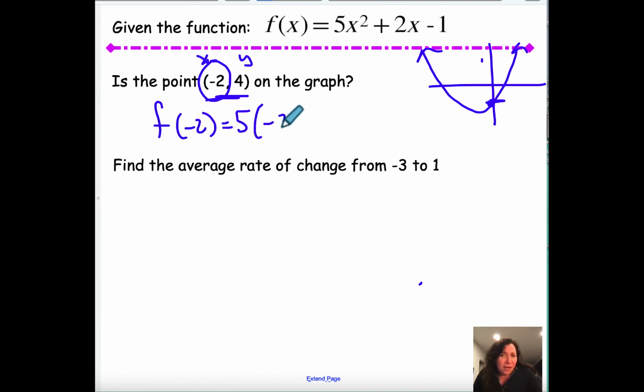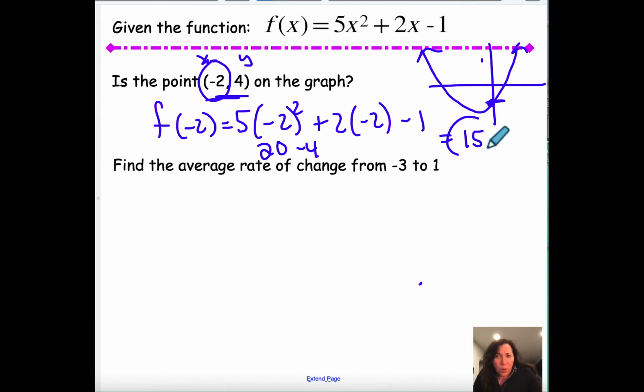5 times -2 quantity squared plus 2 times -2, subtract 1. Do exponents first, so that's 4 times 5, which is 20, minus 4, which is 16. 16 minus 1, what's 16 minus 1? 15. So I get 15 when I plug in -2. So this is a point, -2, 15, which is not -2, 4. So is this point on the graph?